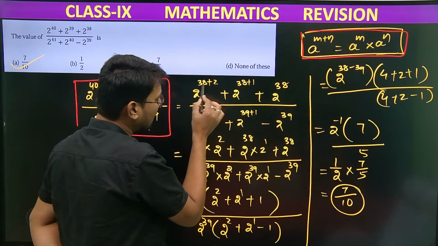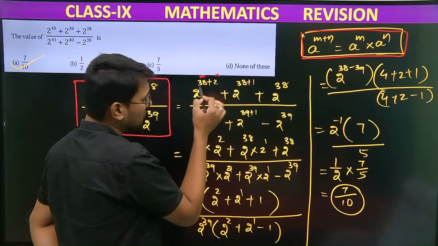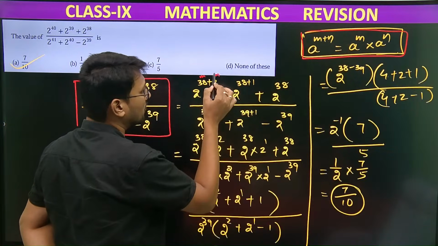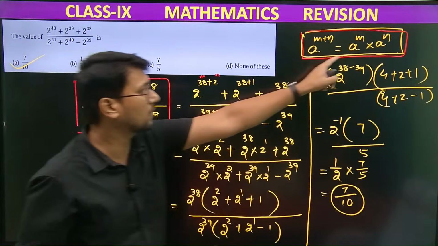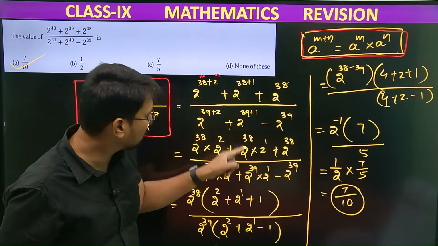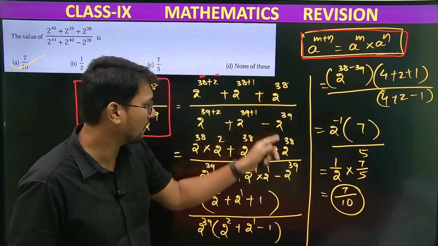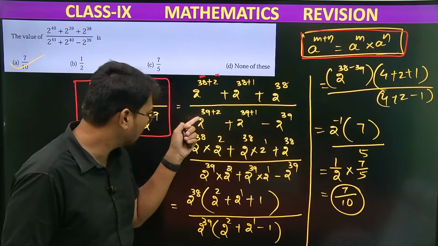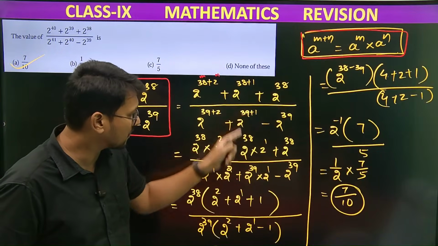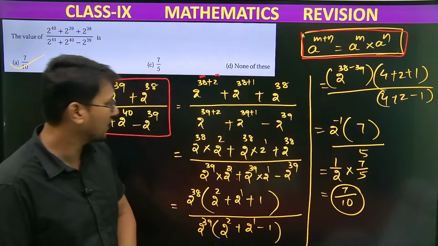So now check 38 plus 2, what is m, what is n, m plus n. So I have written 2 to the power 38, that is m, into 2 to the power 2, that is n. A to the power m, a to the power n. This one became clear. Similarly, this one, 2 to the power m is 38, into 2 to the power 1. Understood? Plus 2 to the power 38. Done. Whole divided by the denominator 2 to the power 39 into 2 to the power 2 plus 2 to the power 39 into 2 to the power 1 minus 2 to the power 39.